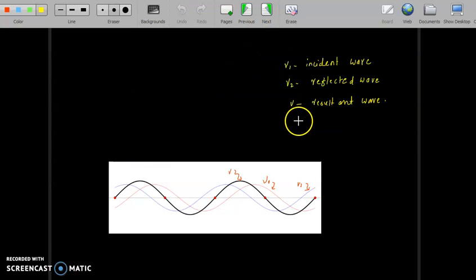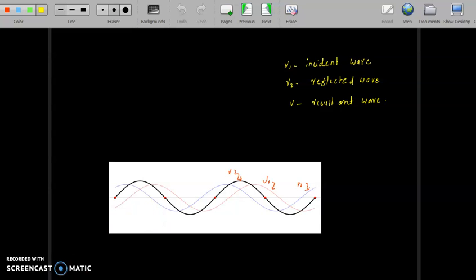If you look at this figure, you can clearly see that V1 is the incident wave. This is the red color sinusoidal wave. And V2 is the reflected wave. The reflected wave is from the load to the source, that is, it is reflected back. And V is the resultant.